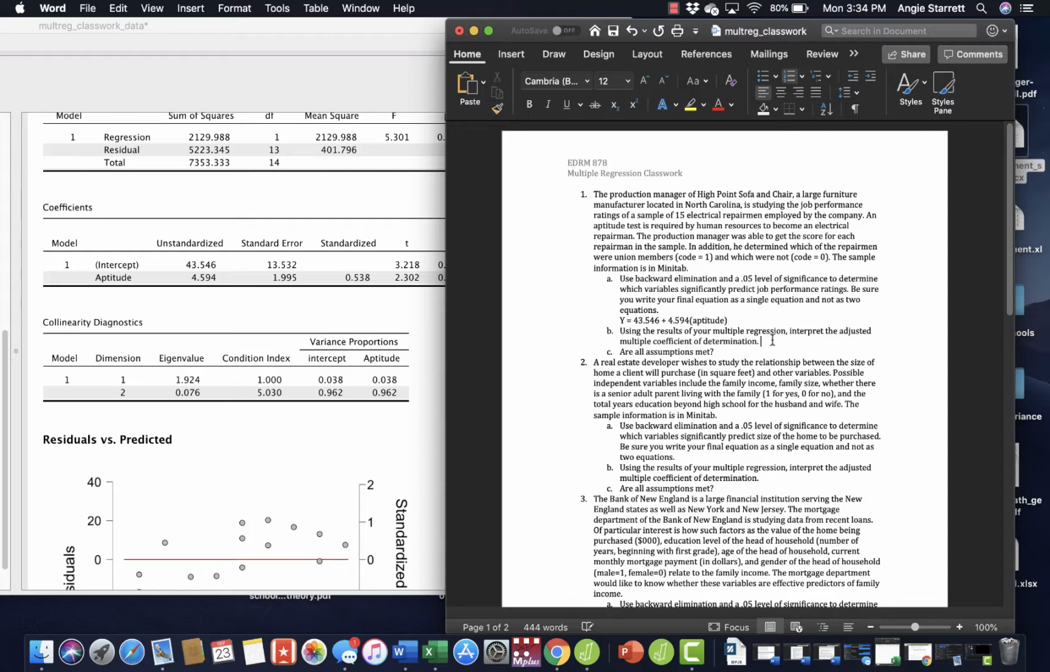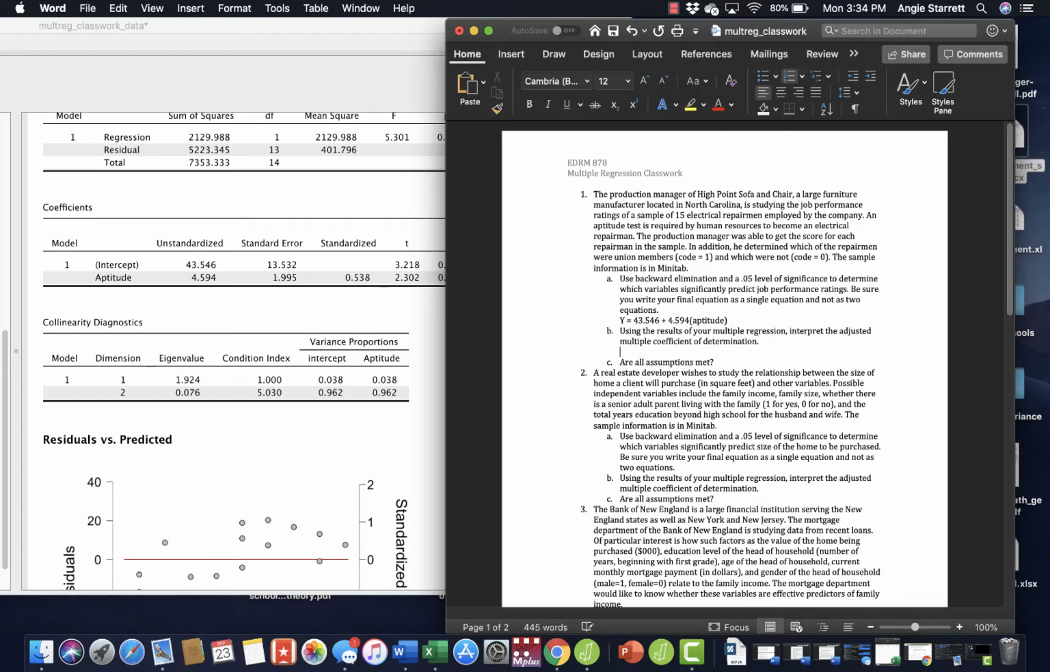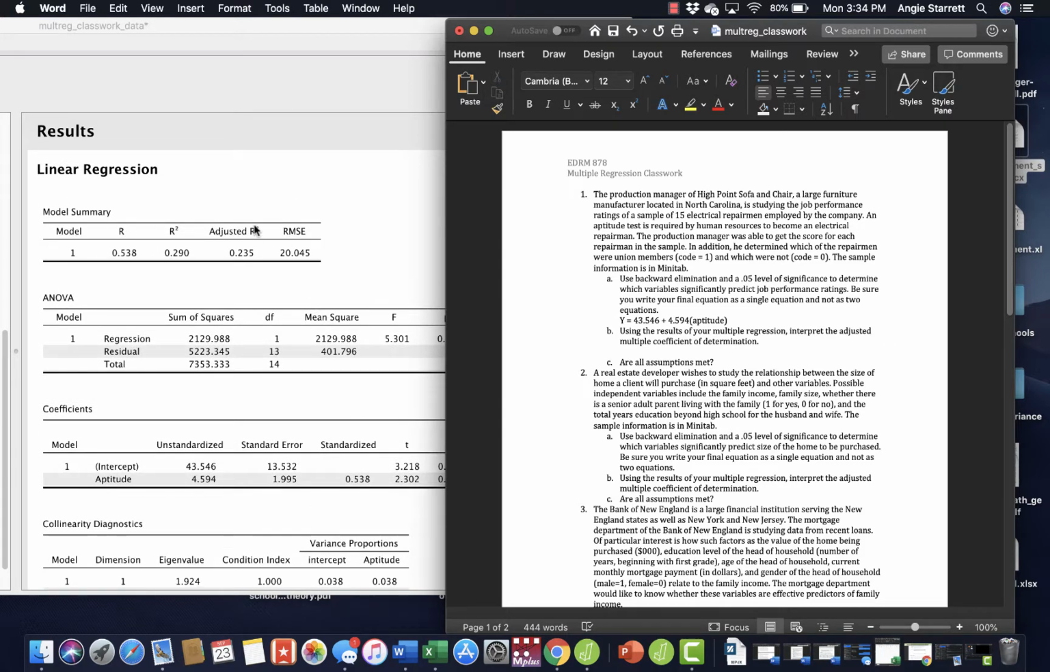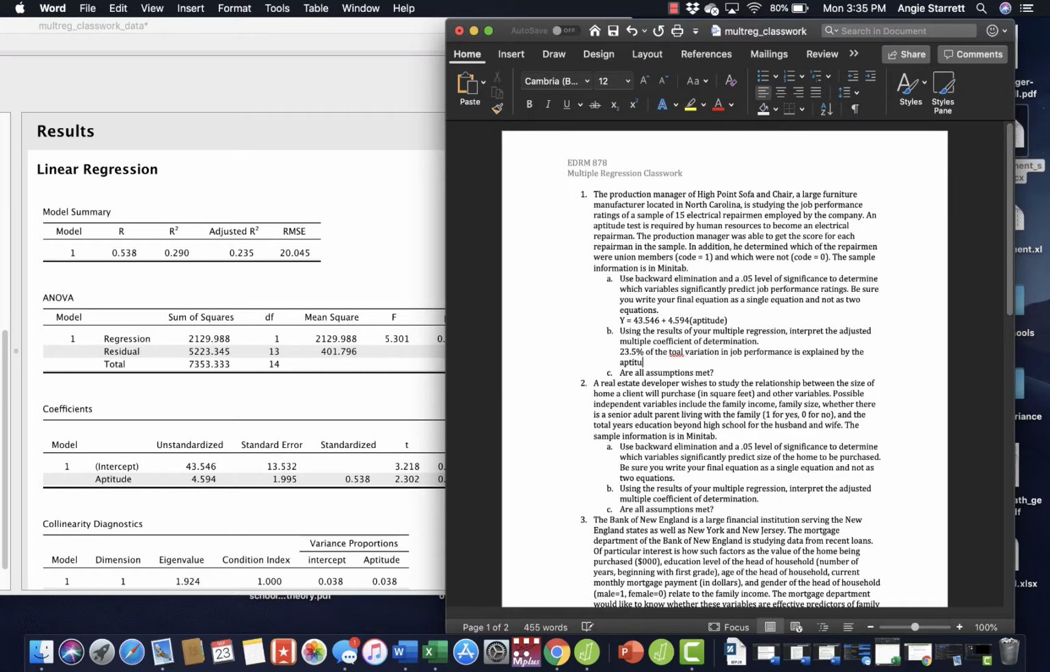All right. Using the results of the multiple regression, interpret the adjusted multiple coefficient of determination. So here's our adjusted R squared. So we've got 23.5% of the total variation in job performance is explained by the aptitude test.